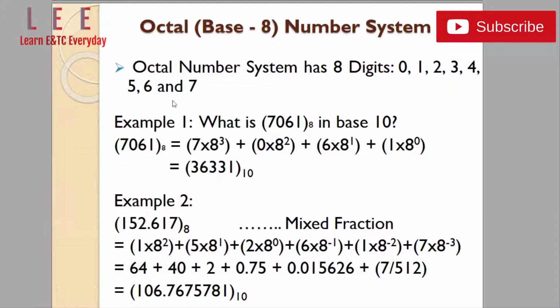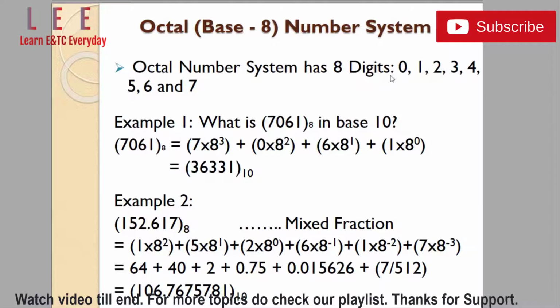An octal number system has 8 digits. It is also called base 8. So it has 8 digits. Please remember, in binary we have bits, in decimal we have digits, and in octal again we have digits. So here we have 8 digits.